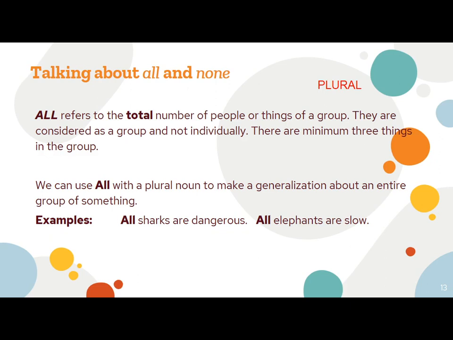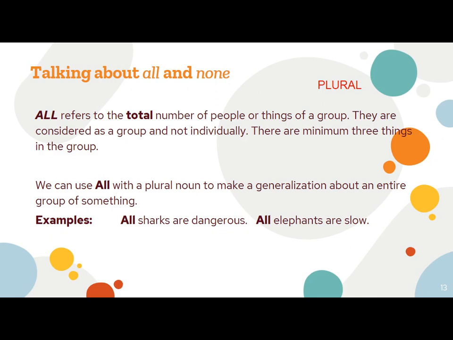We can use all with a plural noun to make a generalization about an entire group of something. Talking about something general, all sharks are dangerous. All elephants are slow. And if you see, after all, we need to have a noun. All people are ready to go to work. All students are paying attention to what I'm saying. In the case of general, all students are preparing for evaluation.